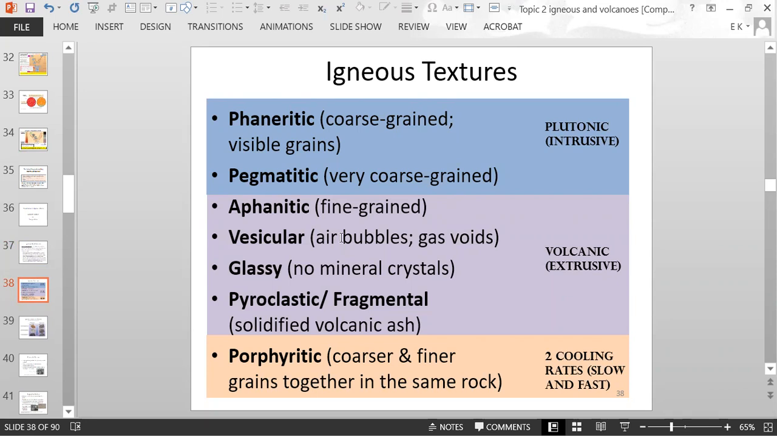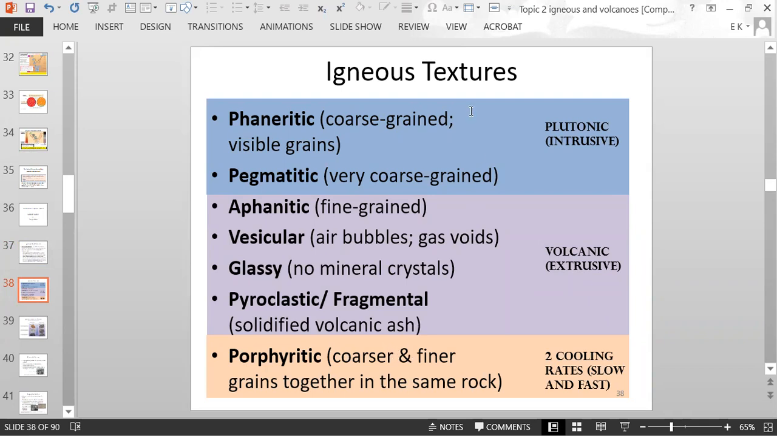Vesicular is air bubbles or gas voids. Glassy is no mineral crystals. Pyroclastic or fragmental is referring to volcanic ash that gets solidified. And then porphyritic is when you have coarser and finer grains together in the same rock.